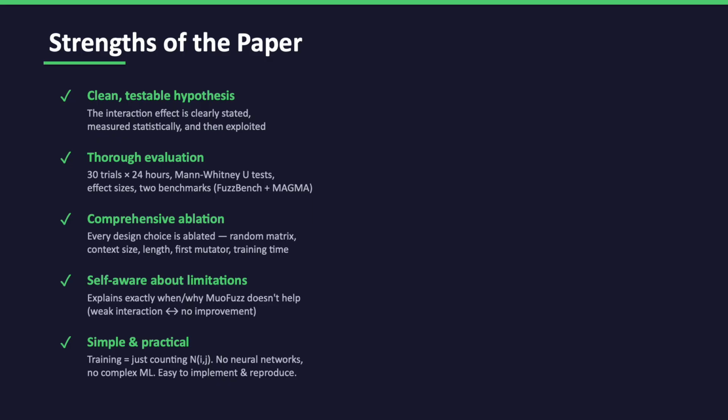Second, the evaluation is thorough by fuzzing standards. 30 trials per program, 24 hours each, statistical tests with effect sizes, 2 different benchmarks. This follows all the best practices recommended for fuzzer evaluation. And third, the ablation study is comprehensive. Every design choice is tested. The random matrix baseline is particularly convincing. This is the kind of thing reviewers love to see and many papers skip.